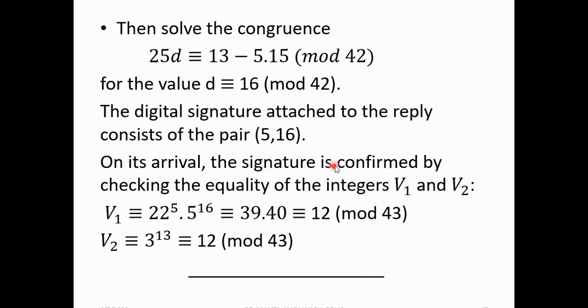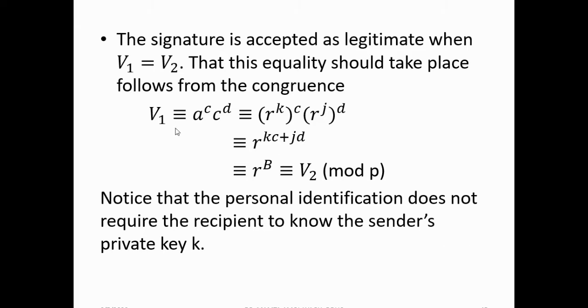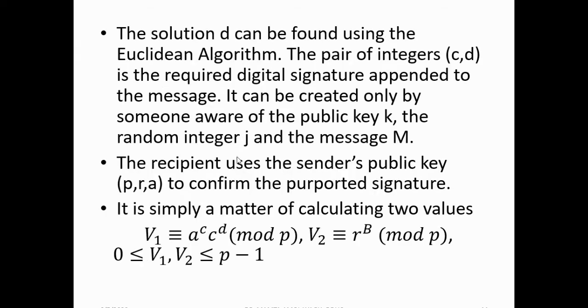On its arrival, the signature is confirmed by checking the equality of the integers V1 and V2. Then what does the receiver do? He computes these two values V1 and V2. Let us just see it again. So this is your V1. V1 is your a to the power c, c to the power d, and V2 is r to the power b. B is your block.